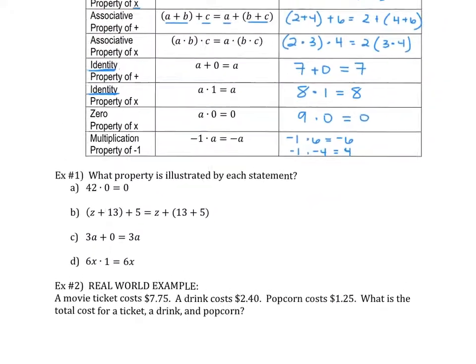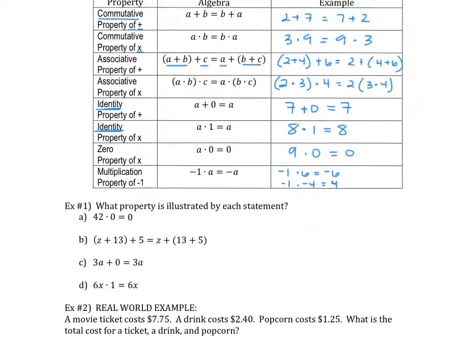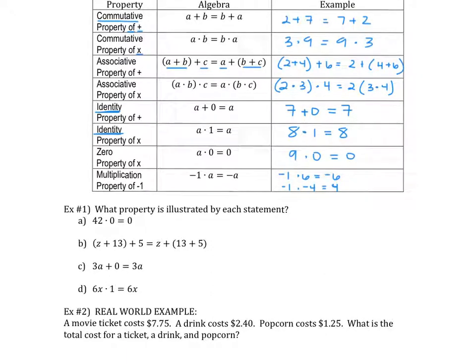I'll try and leave as many of these in the picture as I can for you. What property is being illustrated here? So look at A. 42 times 0 equals 0. Which property is that? That is the 0 property of multiplication. Okay, so you may just write 0 prop of, and then multiplication can just be the multiplication symbol. You don't have to put the whole word in if you don't want.